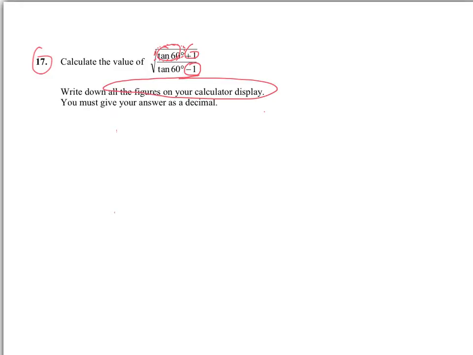So let's start again. Don't worry about what all this stuff means for the moment. We just need to see if we can find our way through this question. If we type in the tan button and then we press the number 60, what we actually get is 1.732050808. So if we add 1 to that, we get 2 point blah blah blah.